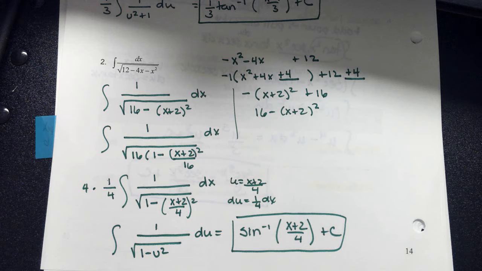Again, after you do your u sub, your du is 1/4, so you have to divide by 1/4, so you end up multiplying 4 by 1/4, so that's why the constant is just the 1 in the front of the integral. So any questions on completing the square?